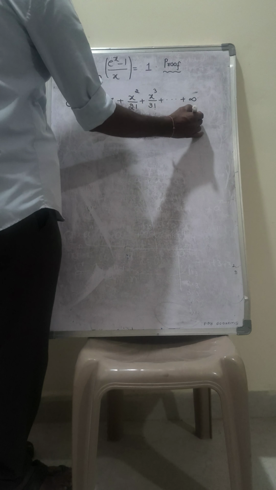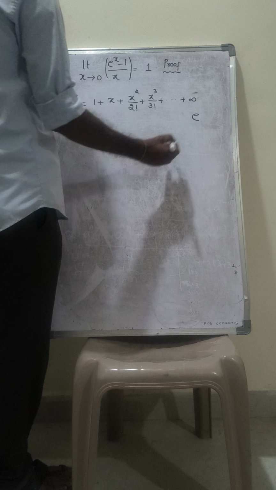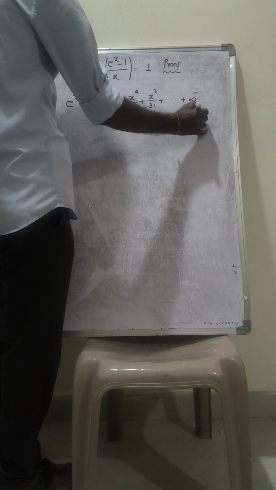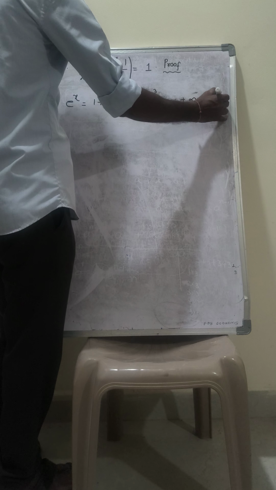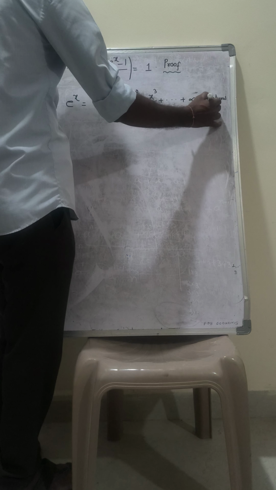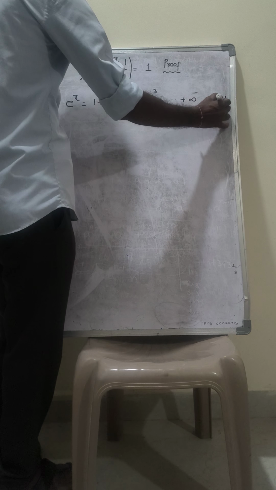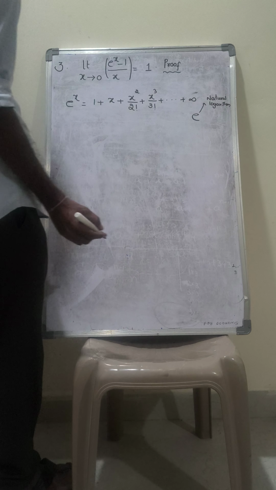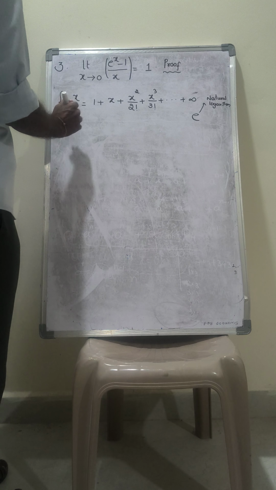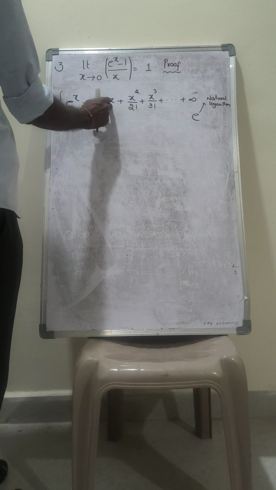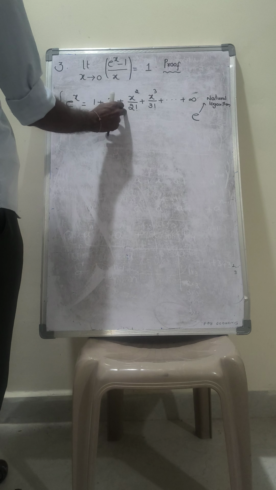See, e is also called the Napier constant, and it is the base of the natural logarithm. We'll discuss this in another class, in another explanation. So this is the expansion of e power x: 1 plus x plus x square by 2 factorial plus x cube by 3 factorial, and so on.